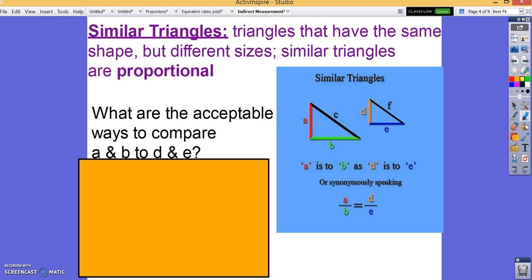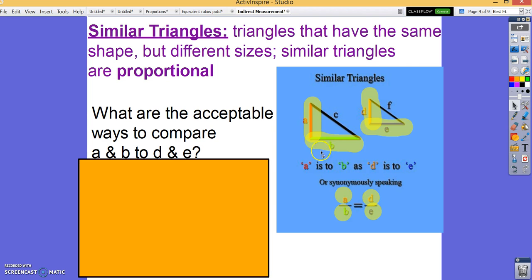The most obvious way, to me at least, for us to compare them would be the short side of A and the longer side of B. So we would say A over B is going to be equal to the short side of this one compared to the longer side. So D over E. Now that's just one way that you could compare these four side lengths. There are a couple of other ways as well. I can think of at least 4 ways right now.